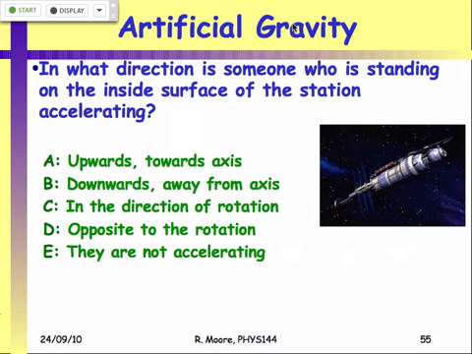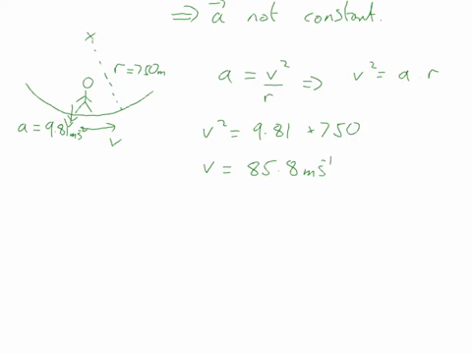Well, you've got this person who's standing on the bottom of the station like this and moving round with some speed v, and they're going round in a circle. So therefore, they have an acceleration towards the center, right? Because we've just shown that anything going round in a circle is accelerating towards the center. Now, the reason that if, say, they were holding something and they let go of it, it would, of course, fall to the ground.